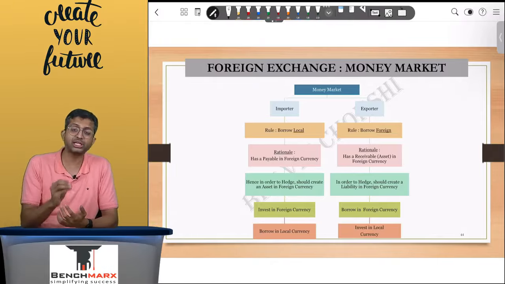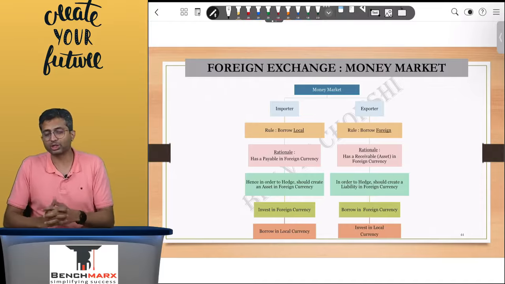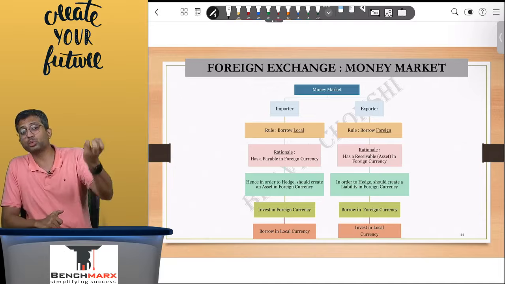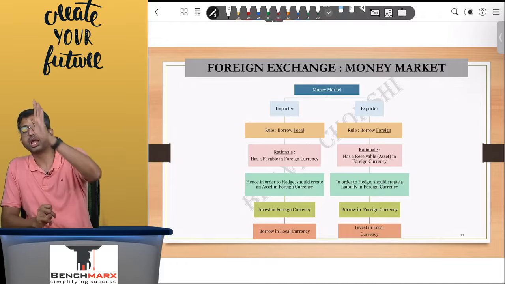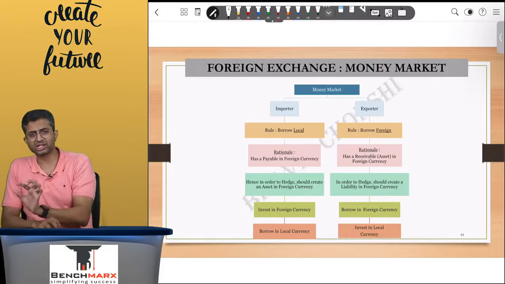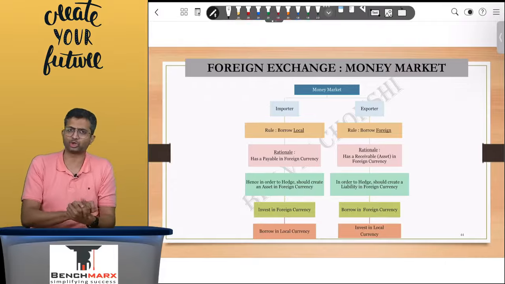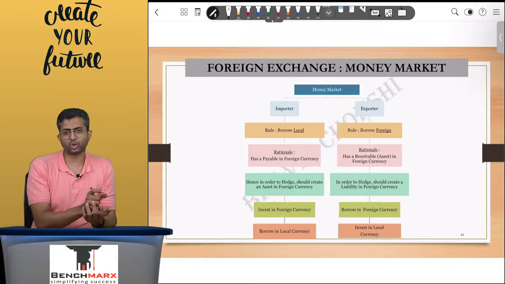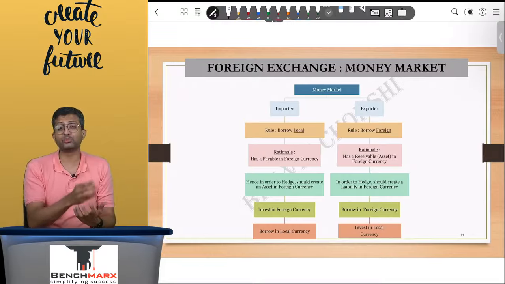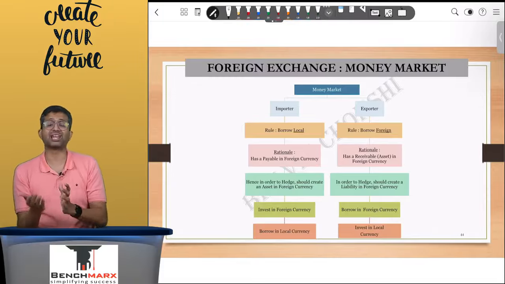So ideally, I will try to enter into actions in such a way that I will invest in the foreign currency, but I don't have anything to invest. So probably I will try to borrow in the local currency, convert that money at today's spot rate, and invest it in the foreign currency in such a way that the amount at the final date will be exactly what you need to pay. So what will be your total cash outflow? The amount of borrowing in the local currency plus the rate of interest will be your cash outflow, let's say after 1 year. On the other hand, if I am an exporter, I have an asset in the foreign currency.